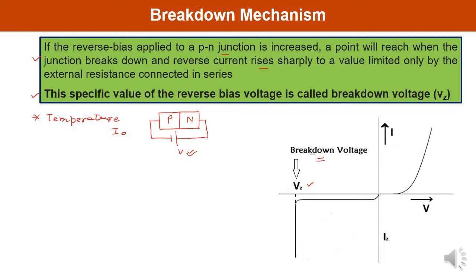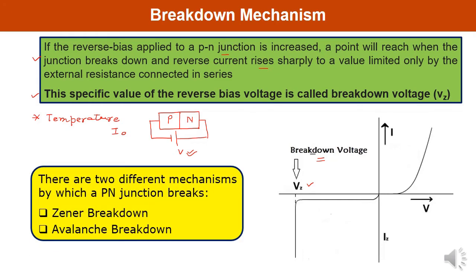But when we are talking about the breakdown of the diode, this reverse breakdown phenomenon takes place at a large reverse voltage. There are two different mechanisms by which a PN junction breaks down: one is Zener breakdown, another is avalanche breakdown. Now let us discuss both types of breakdown mechanism in detail.